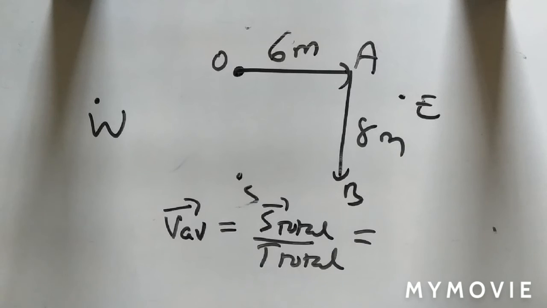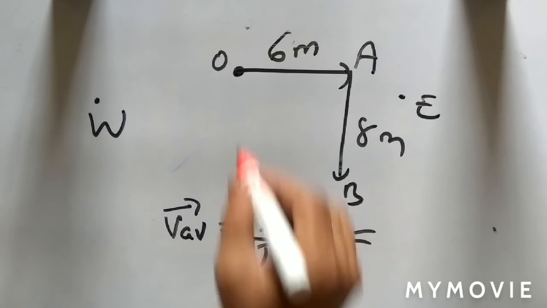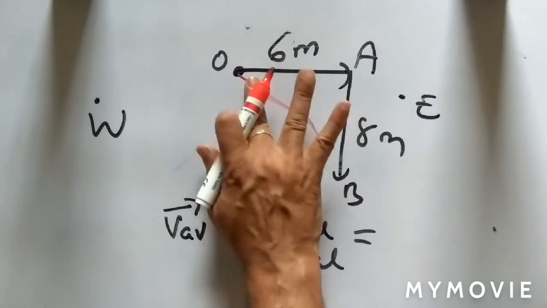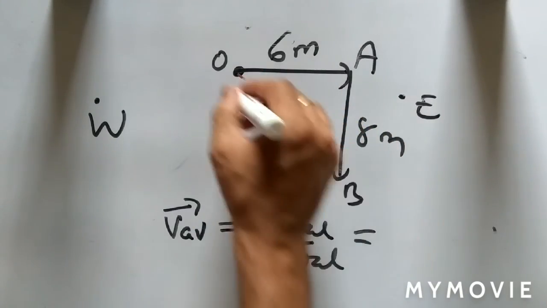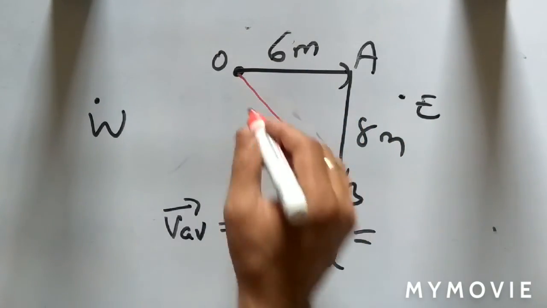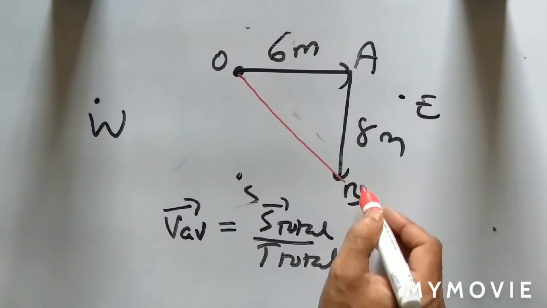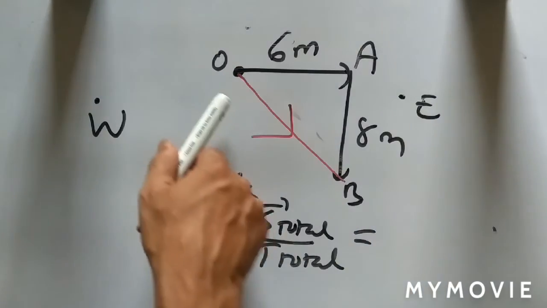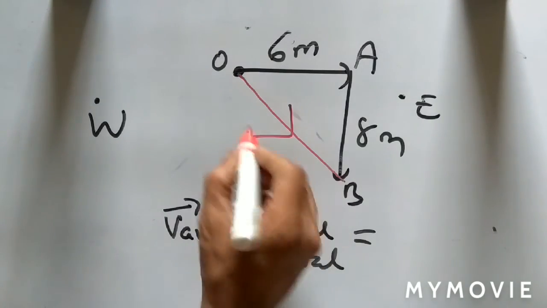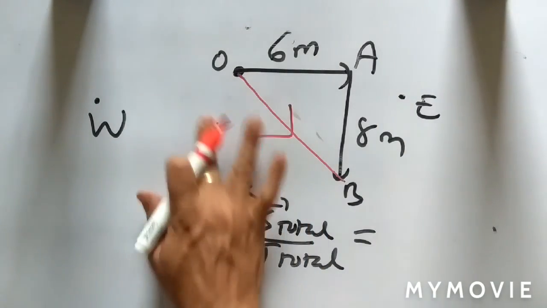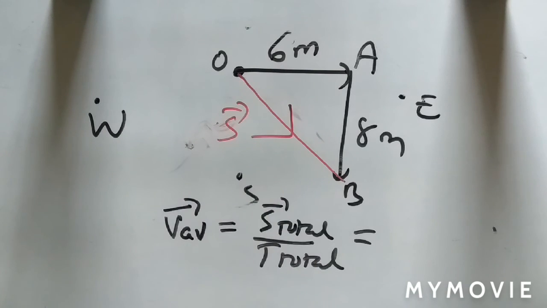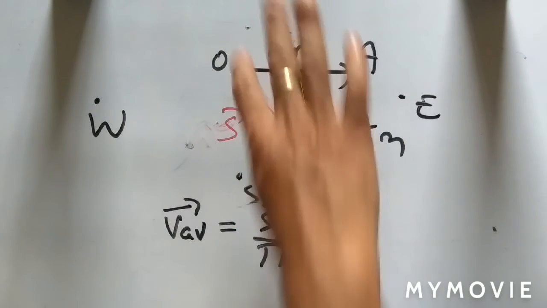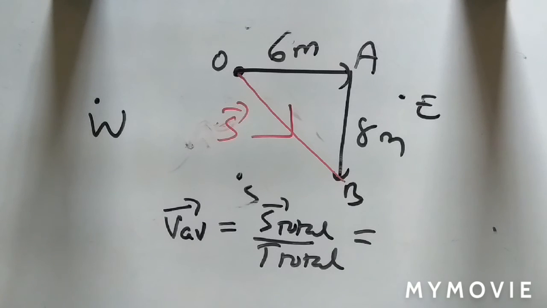And what is the total time taken? Total time taken is 5 seconds. So 14 by 5 is equal to what? 2.8. So 2.8 meter per second is called average speed. Total distance by total time. Total distance is the actual path covered by the body, that is 6 plus 8, 14 by 5, that is 2.8 meter per second.